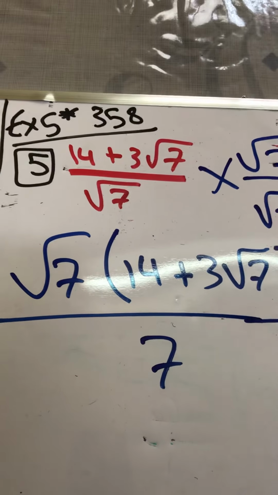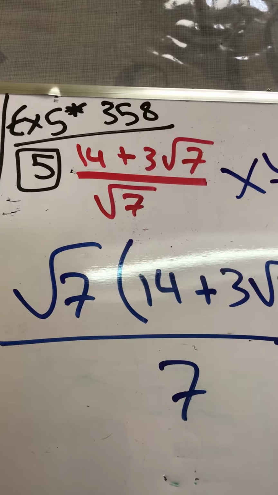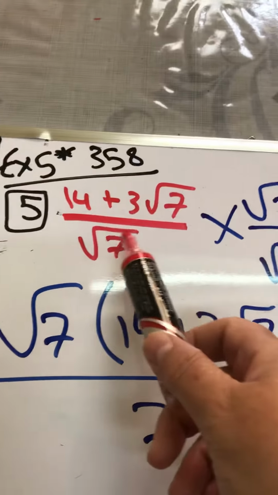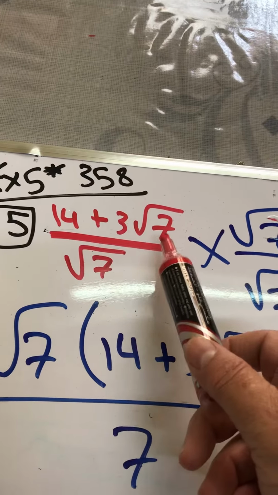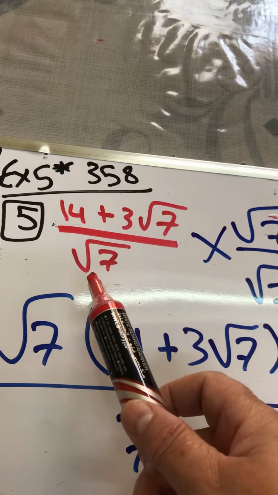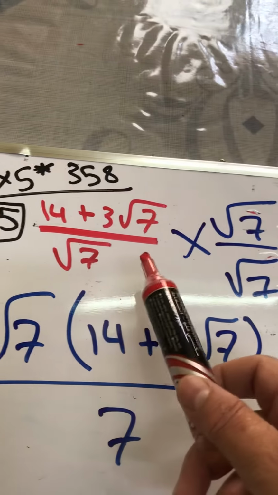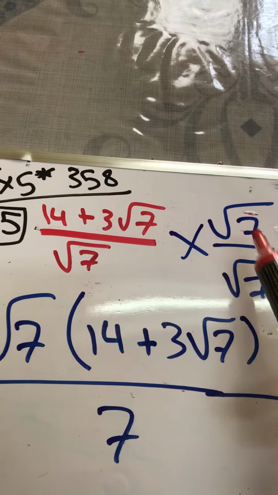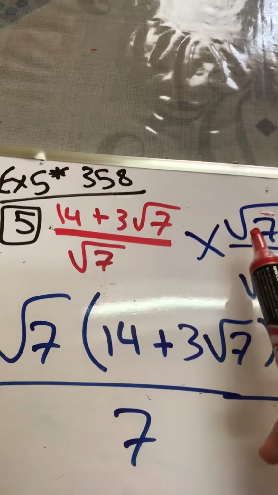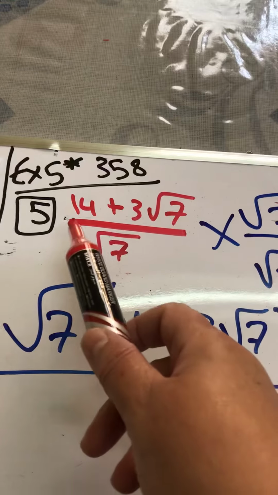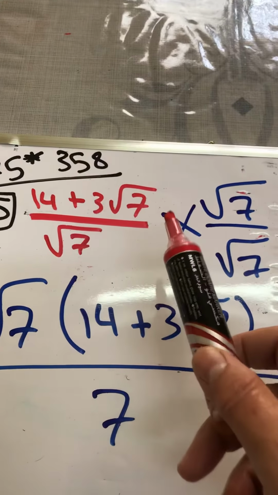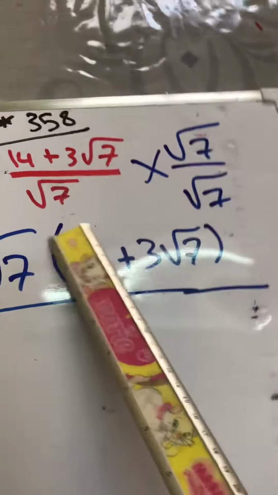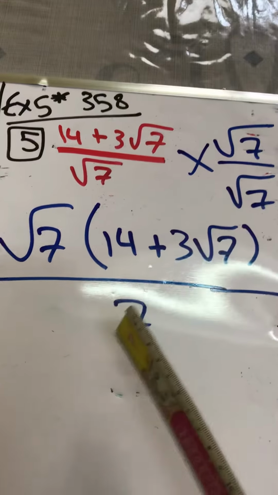Okay, let's complete exercise 5 star, page 358, number 5. As you see, we have a fraction: 14 plus 3 square root of 7, divided by square root of 7. To rationalize this fraction, I have to multiply the denominator, up and down, to change it into a rational number, not an irrational number. So square root of 7, open brackets, multiply 14 plus 3 square root of 7, and down, square root of 7 multiply square root of 7 equals 7.